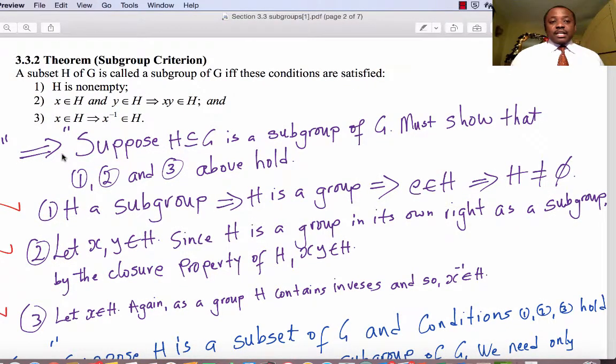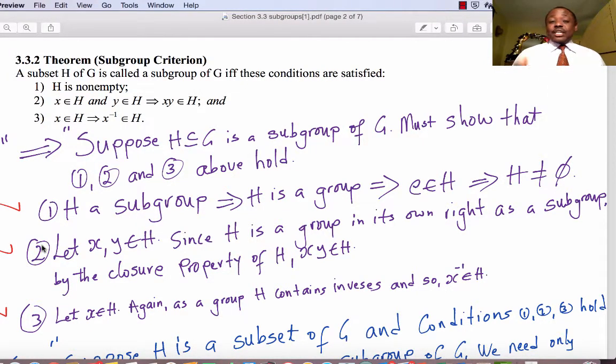Forward direction. Suppose H is a subgroup of the group G. We must show that conditions 1, 2, and 3 hold in H. Okay, so let's start with condition 1. If H is a subgroup, then H is a group in its own right. And as a group, it has the identity element. Therefore, it is non-empty. Condition 1 holds. That was easy.